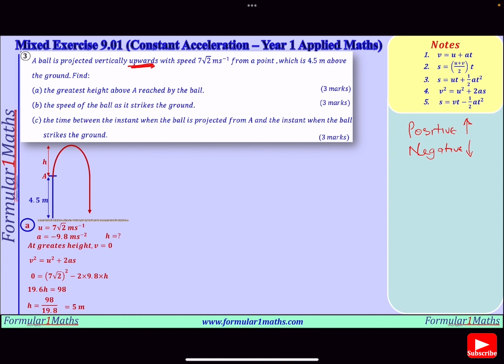If you were asked to find the greatest height reached above the ground, then you will have to add the 5 meters to 4.5. But on this occasion, we are told to find the greatest height reached above A.